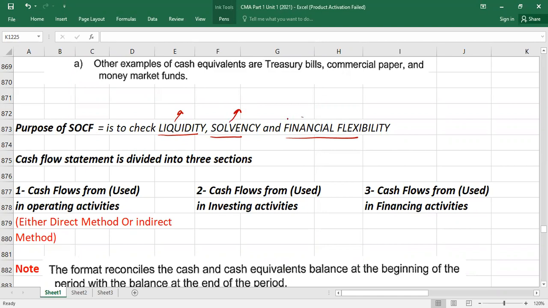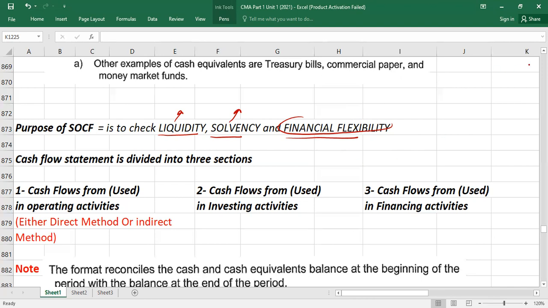And financial flexibility, the third purpose, is in terms of planning. For example, if you have a cash deficit or a cash surplus, you can make a plan. If you have a deficit, you can plan where to overcome this deficit from, or if you have a surplus, where to invest. So this is the purpose. Mostly these questions might be tested in the exam also, like you have to explain the purpose of the cash flow statement.